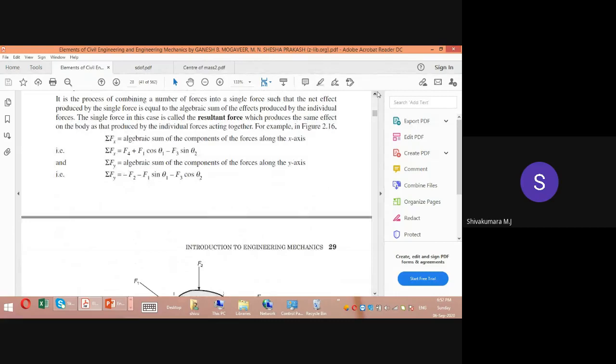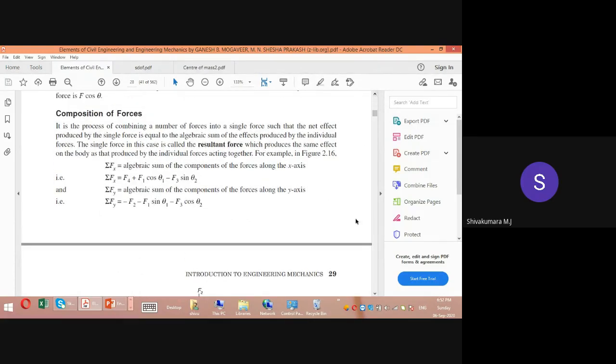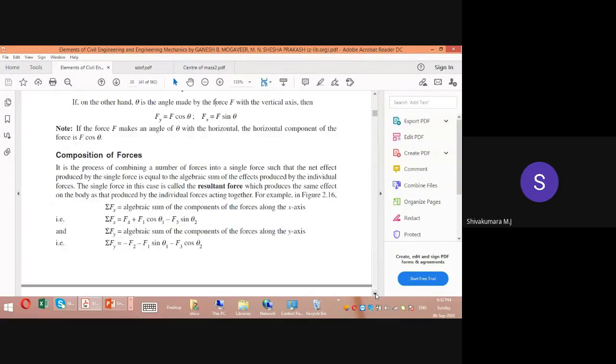And not only splitting, we can also combine different forces. That is nothing but composition of forces. Combining a number of forces and replacing that system with a single force system is possible. That single force is termed the resultant force.